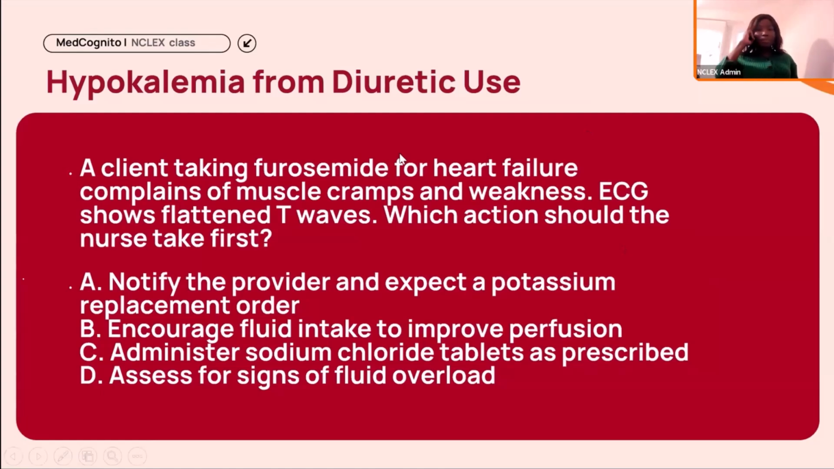So this is hypokalemia from diuretic use. A client is taking furosemide for heart failure and complains of muscle cramps and weakness. ECG shows a flattened T wave. Which actions should the nurse take first? If you know the answer, you can put it in the chat box. We're running through, so I'll give the answers right away when I'm done.